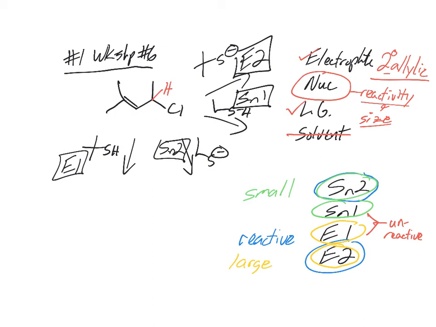But don't overcomplicate it, right? Isolate the factor. This is secondary allylic, that can be anything. Okay. Leaving group's the same. That can't be it. The solvent, we don't even have the solvent, so it's not even an issue. This case was all about the nucleophile. Isolate those factors and remember what's important.